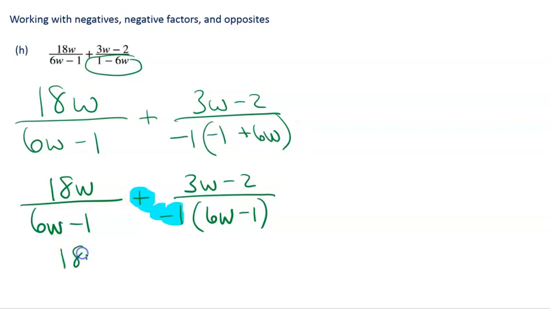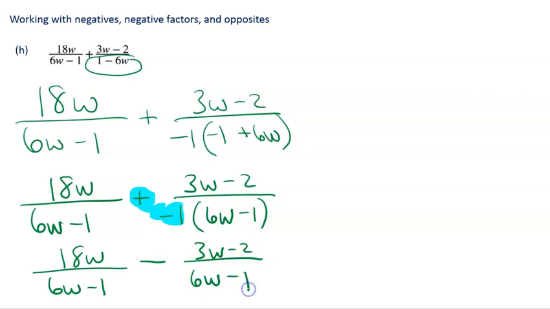So you have 18w divided by 6w minus 1. Now my addition problem is a subtraction problem. I still have 3w minus 2 in that numerator, and now I have 6w minus 1 in that denominator as well. What's the fast way of handling it? Hey, change the second denominator to match the first denominator if they're opposites, and that changes your operation from addition to subtraction, or had it been subtraction, you would change it to addition.